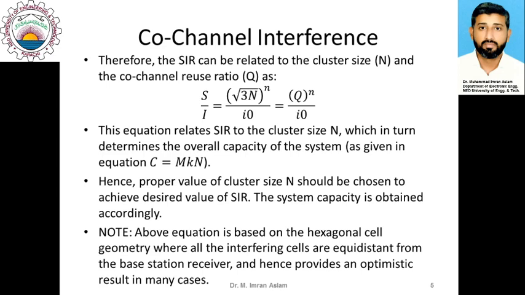But you should note that this expression is based on certain assumptions, so this will give an optimistic result in many cases, but these results would be sufficient enough for some generalized analysis. However, for exact results we need to refer to the geometry and calculate the exact distances between different mobile equipments and different co-channel interferers.